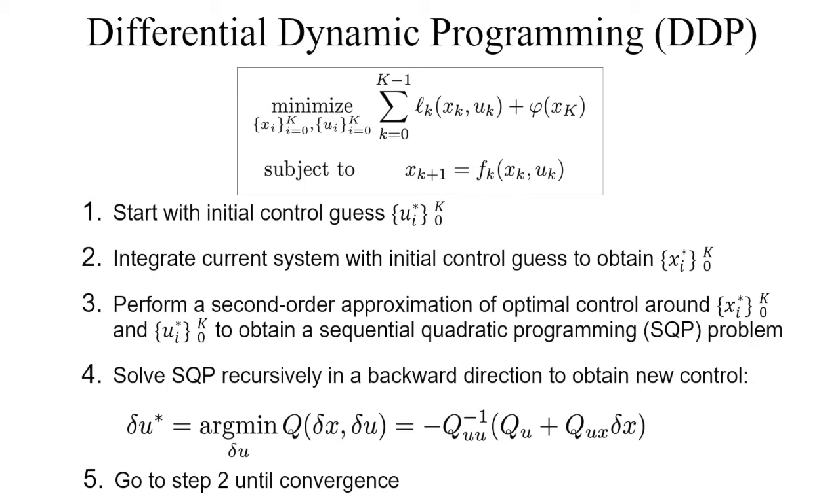Then, we solve SQP recursively in a backward direction to obtain this new control. After that, we go to step 2 and integrate the current system with the new control to obtain the trajectory of the states. We do the second-order approximation and solve SQP again. We do this iteration in a loop until the trajectories converge.